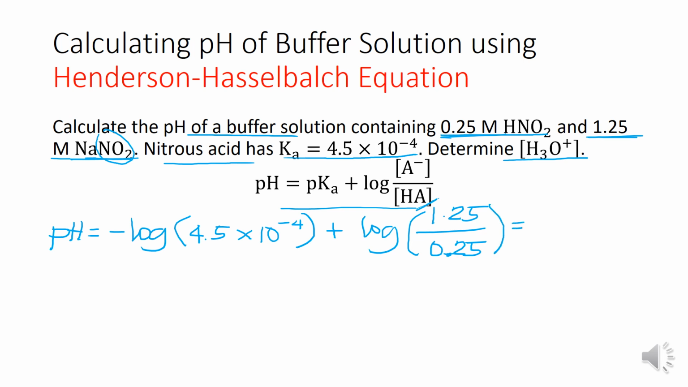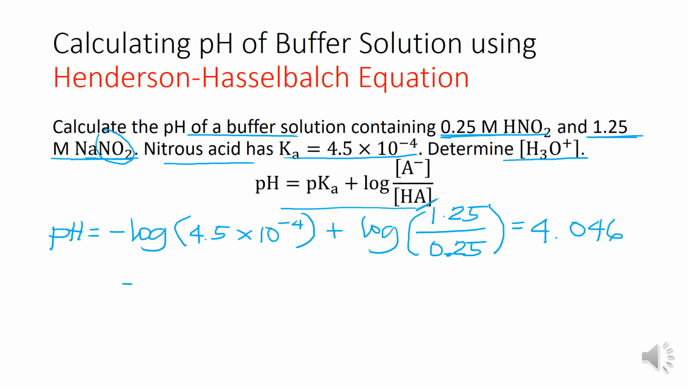Okay, let's calculate the value of this one. So we have negative log to the base 10 of 4.5 exponent negative 4 plus log to the base 10 of 1.25 divided by 0.25. And that is 4.00457. Perhaps you can use 3 decimal digits, so 4.046. So the pH of the buffer solution is 4.046.